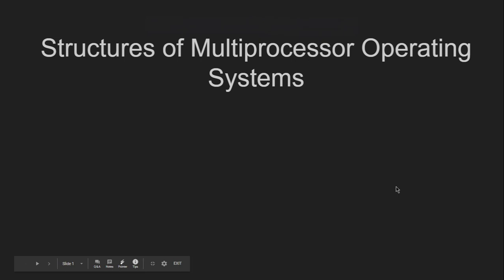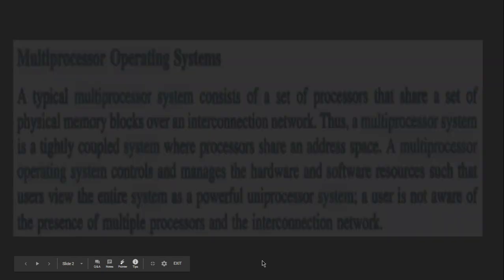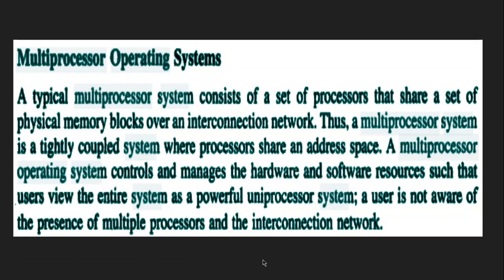Hello everyone, in this video we are going to see about the structures of multiprocessor operating system. Initially we should know what is a multiprocessor operating system. As the name implies, there are many processors, multiprocessors, and naturally the operating system should be able to handle these multiprocessors in an effective manner.